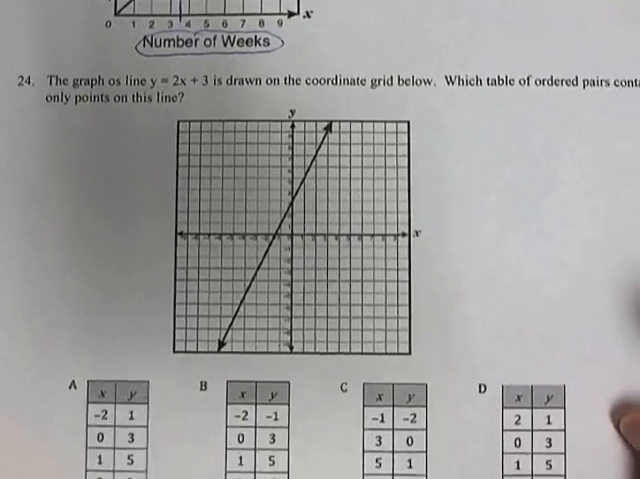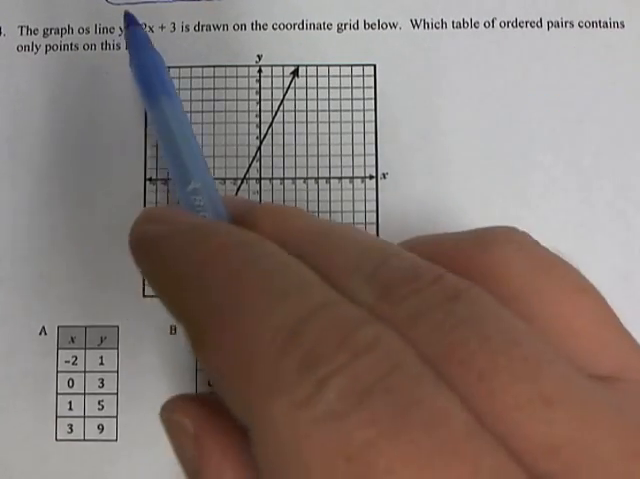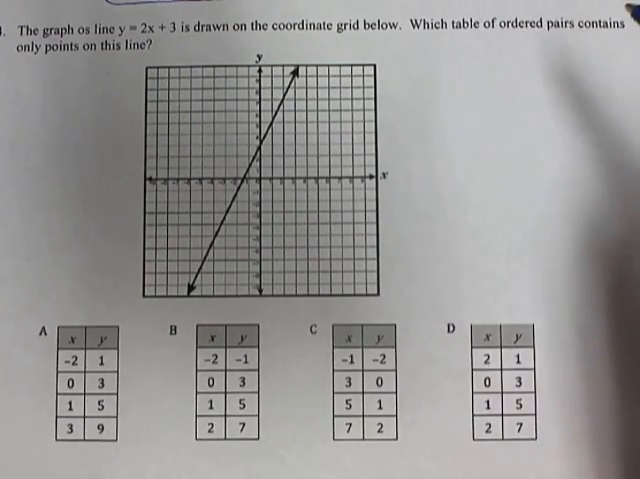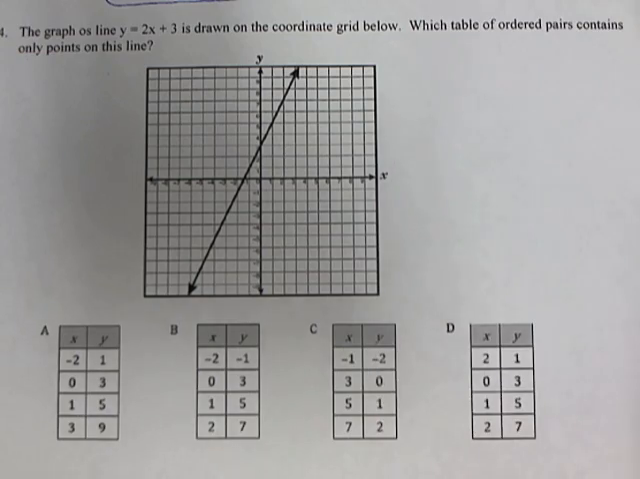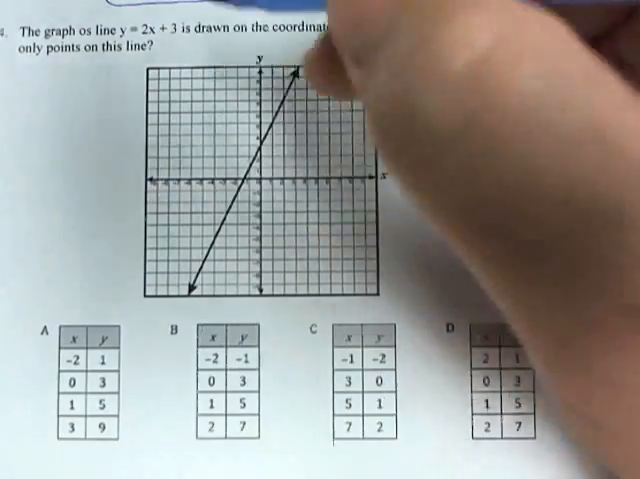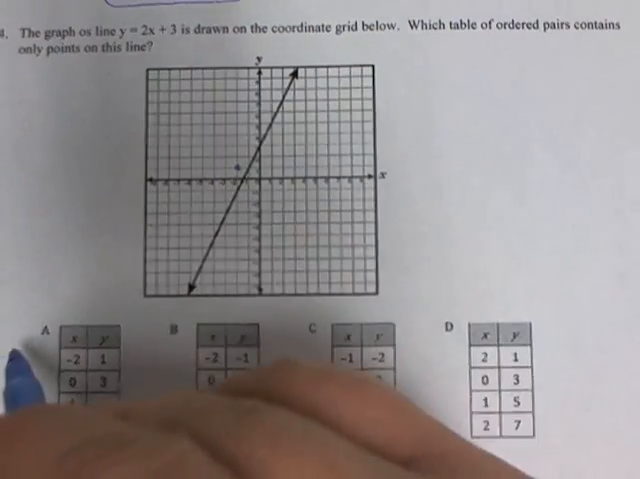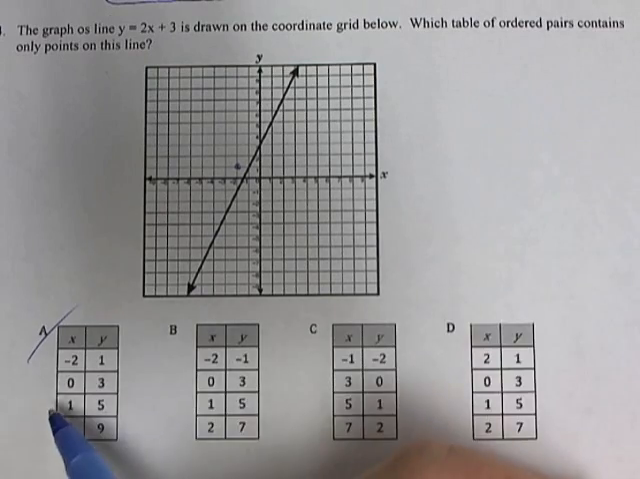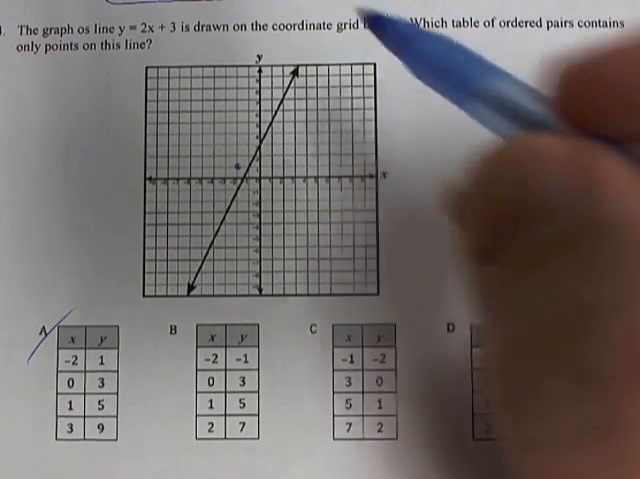And lastly, number 24. The graph of the line y equals 2x plus 3 is drawn on the coordinate grid below. Which table of ordered pairs contains only points on this line? So we need to plot these answer choices onto this graph. So (-2, 1). (-2, 1) is right here. That point is not on the line, so table A cannot correspond to that line in the graph.